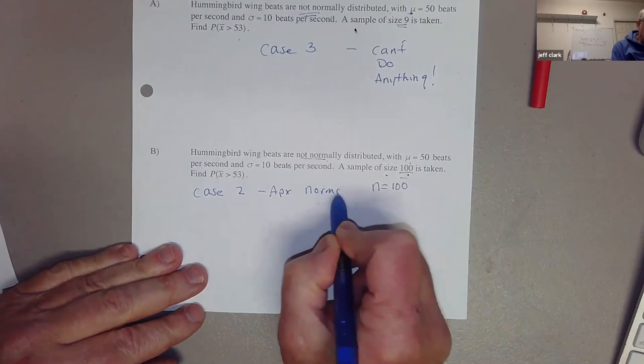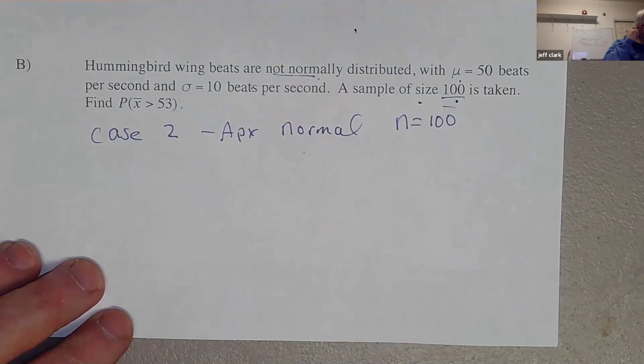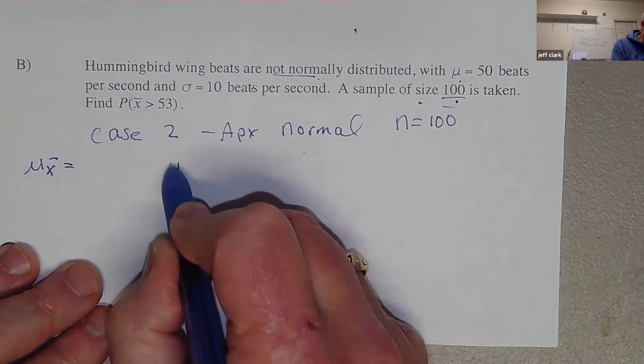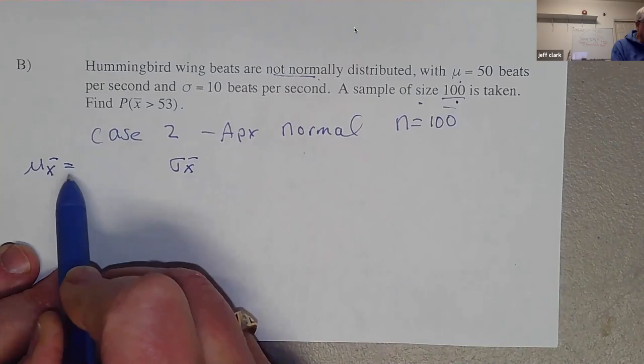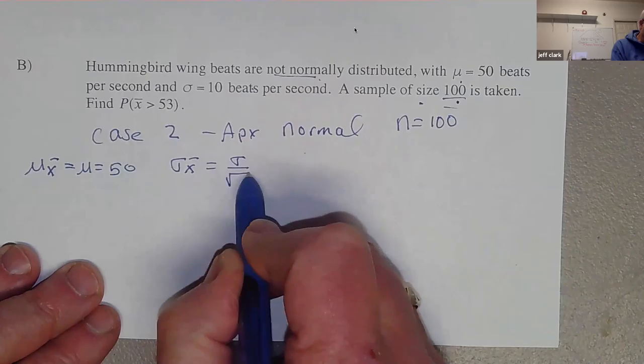And here we go. We can do the problem. So what's the problem? We need to have a mu sub x bar, and we need to have a sigma sub x bar. Remember how to find these? Mu sub x bar is the easiest of the two. That's the same thing as mu, which they gave me somewhere, right here, 50. Sigma sub x bar is calculated by taking sigma divided by the square root of n.